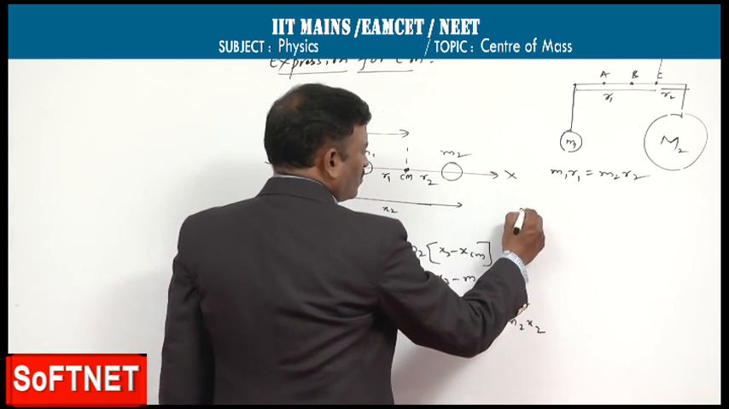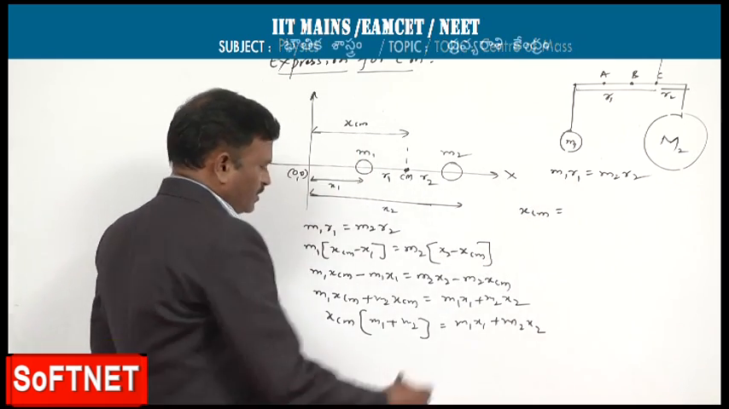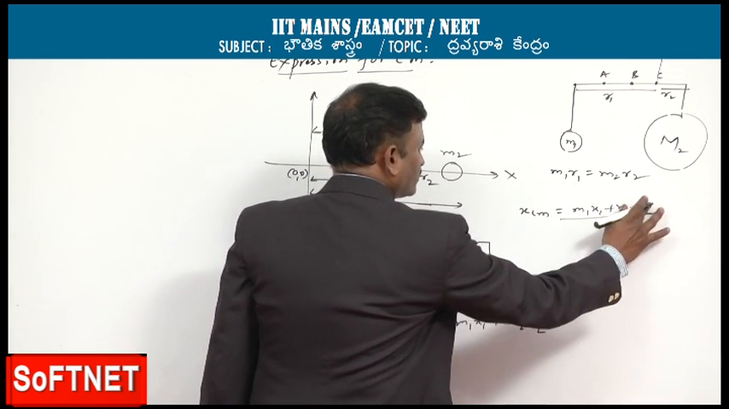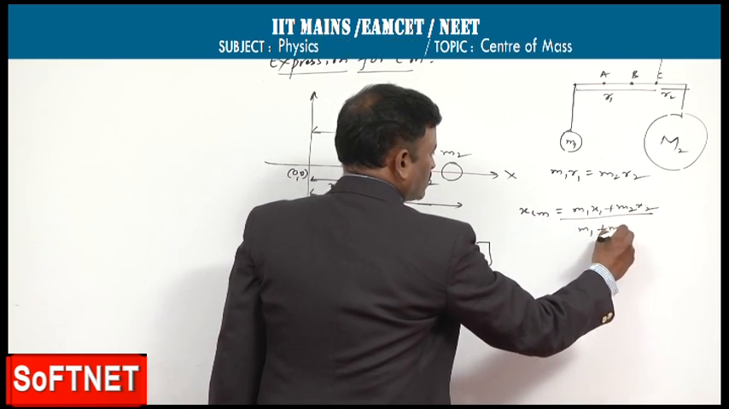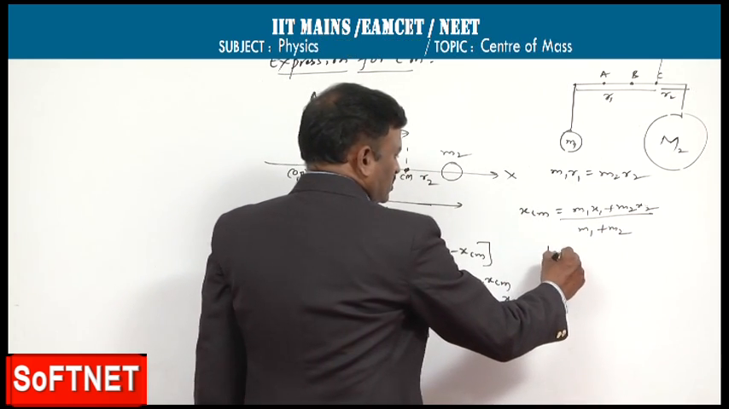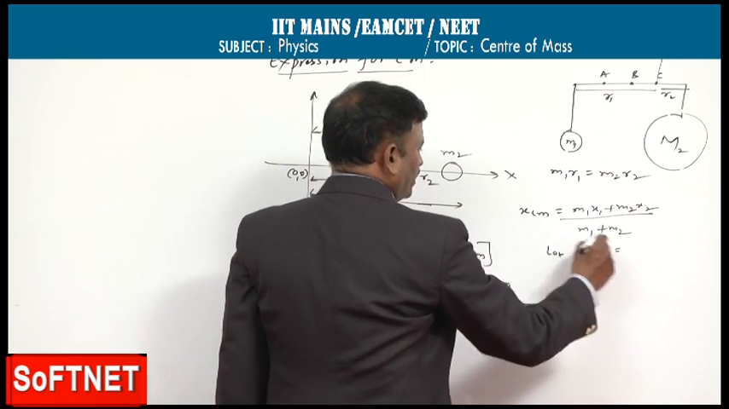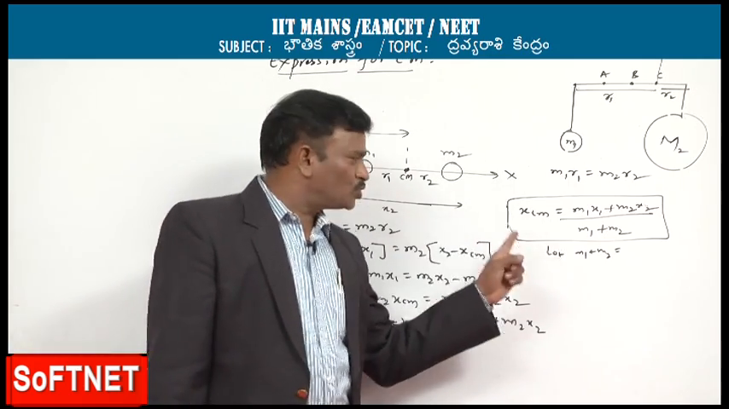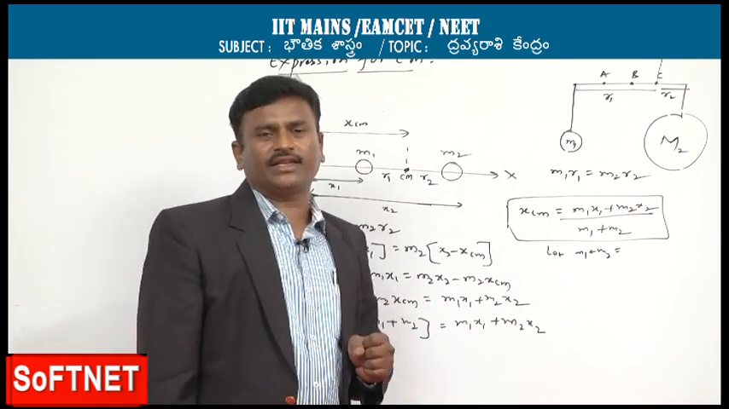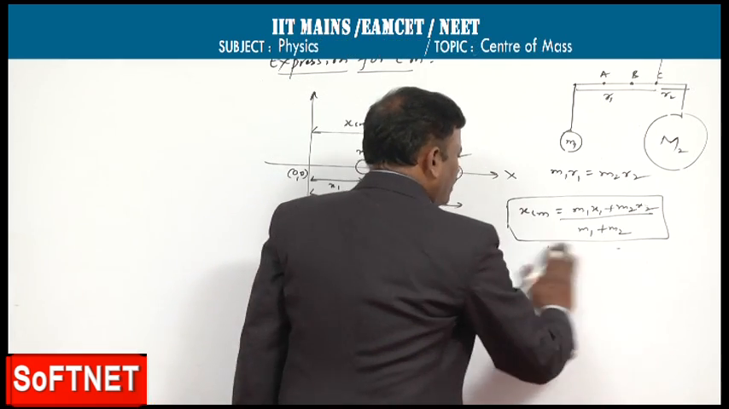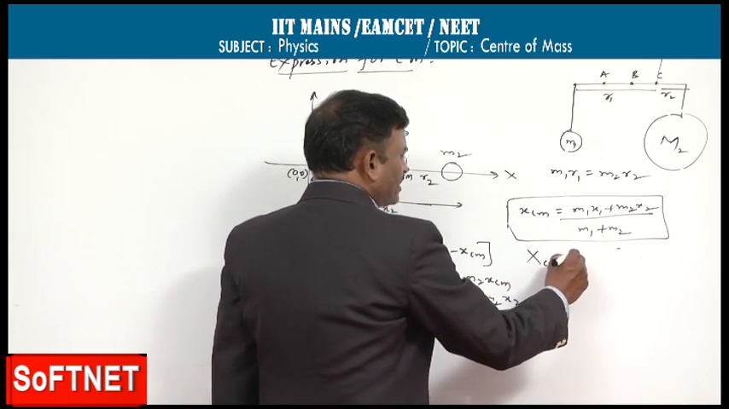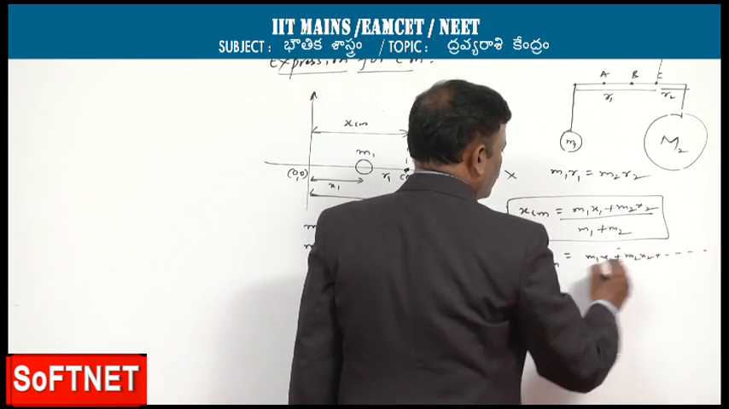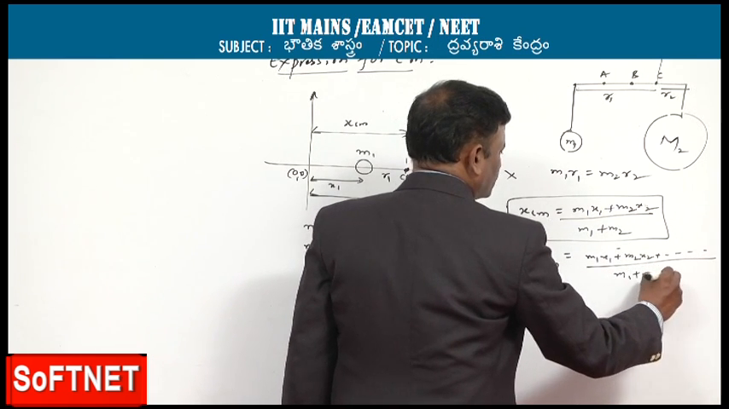Now the expression for center of mass XCM is (M1 x1 plus M2 x2) by (M1 plus M2). This is the expression for center of mass for a one dimension system, where two particles, two bodies, are taken in the system. Now if n particles are there, XCM can be written as XCM is equal to (M1 x1 plus M2 x2 and so on) by (M1 plus M2 and so on).